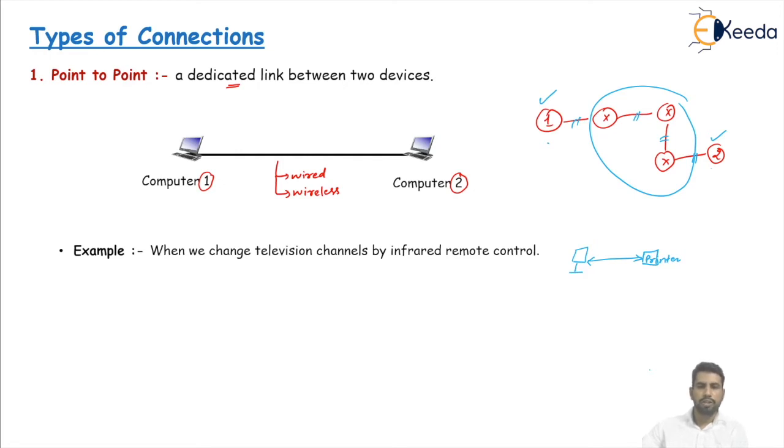Now, one important point is that this particular channel or link is only for these two devices, so the capacity of the link is fully reserved for only these two devices. They fully use the capacity of this channel or wire. This wire is not shared by anyone. They communicate in both directions or one by one. It depends on the communication between these two machines.